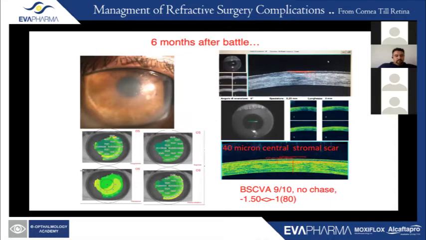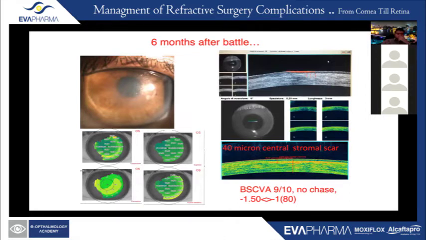I didn't remove all the stromal scar. I have now a 40 micron central stromal scar residual, but it is very, very even. So the patient has for sure a loss of contrast sensitivity, but he can see at least 9/10 with no glasses. So now he's very happy and without doubt.